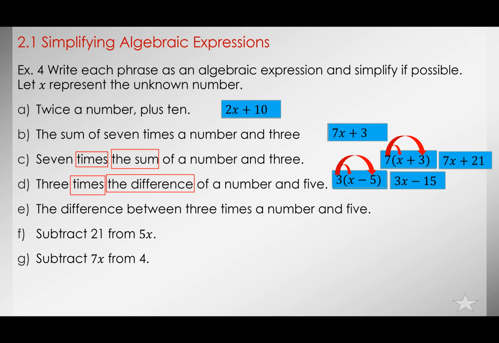And E, hopefully you guys see that it's straightforward. The difference, meaning subtraction. Subtraction of what? Subtraction of 3 times a number and 5, which is, again, 3 times a number, which is 3x, and 5, which is, excuse me, 3x minus 5, right? So it's just straightforward. They don't have a double operation together, so they don't have the double operation. That's why we do not need the parenthesis. Okay.